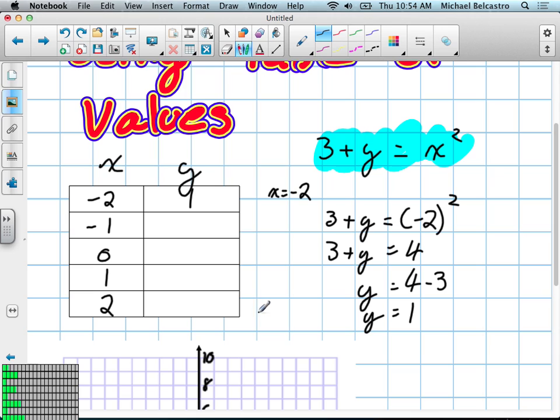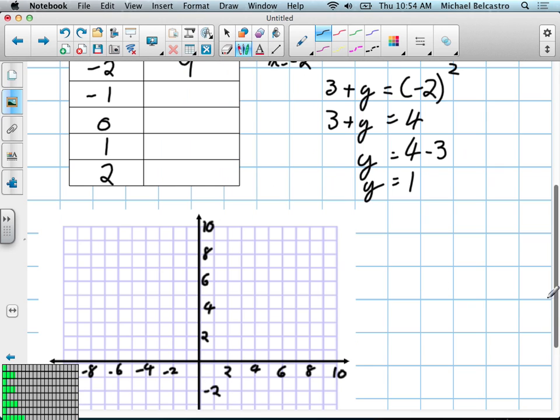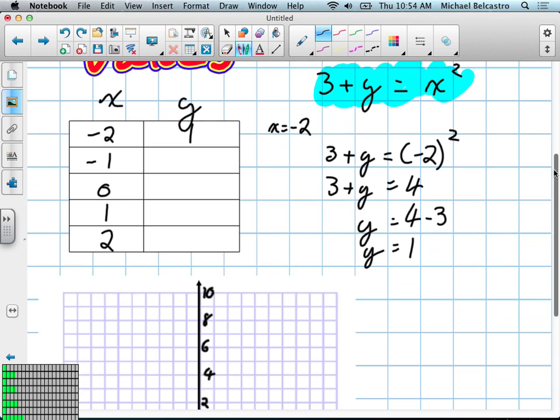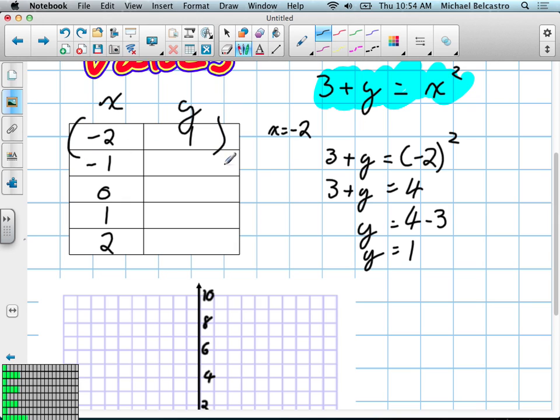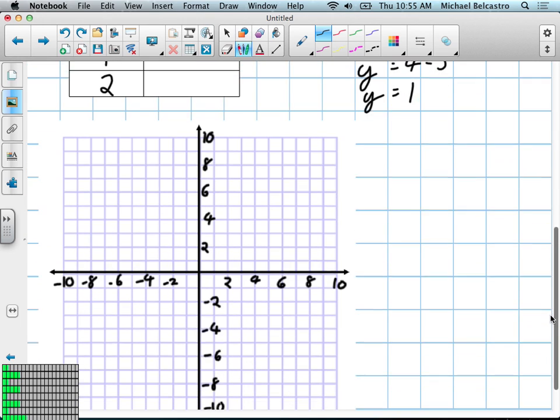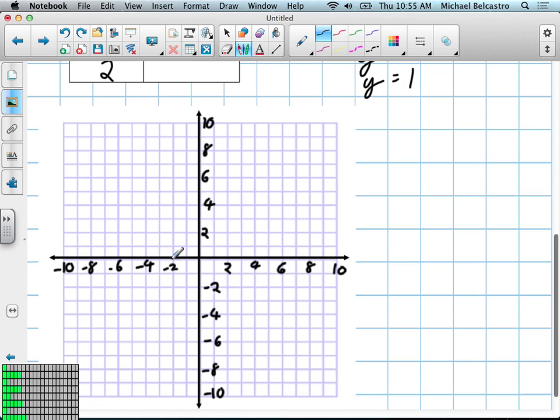So our very first coordinate is when x is -2. So remember, these two values are a coordinate. Think of it as an x and a y value. We have -2 and 1. So we go down to our graph, -2 and 1. That's our first point on this graph.